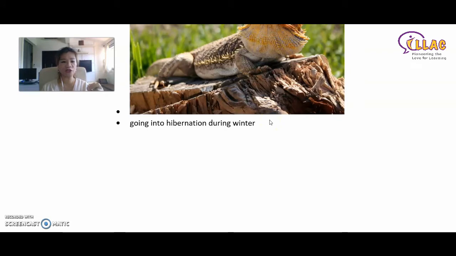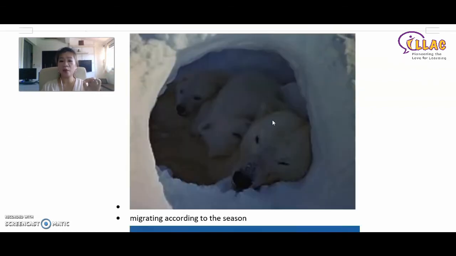Going into hibernation during winter. What is the meaning of hibernation? Hibernation, loosely translated, is a deep long sleep. So why do polar bears or some animals need to go into a deep long sleep? Because during winter it's so cold, they are unable to function, unable to find food for themselves. They need to preserve energy. Sleeping helps to conserve energy.